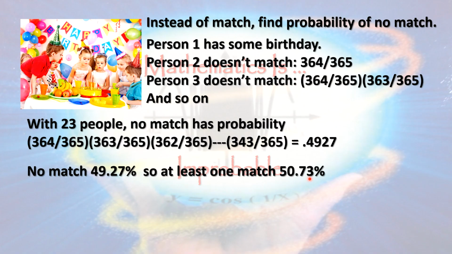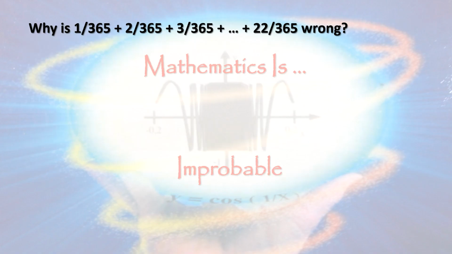So how can we see that the second calculation is correct when the first one is not? Notice in that description of the 2 over 365, there was an if attached. To get a correct calculation there, we would have to adjust for the possibility that the first two did match. By the time we reach person 23, there would be a lot of possibilities.